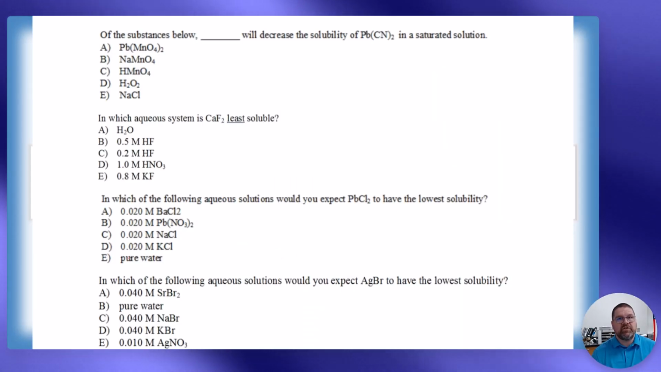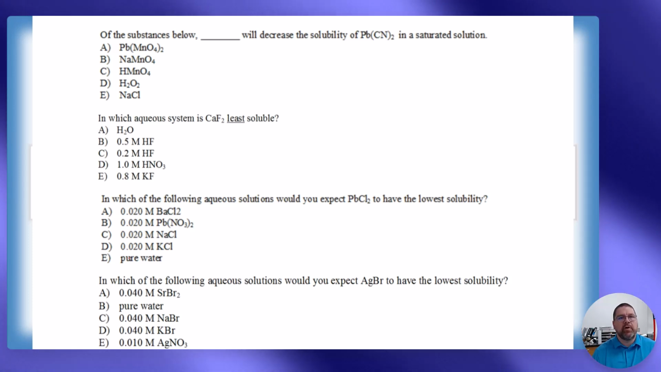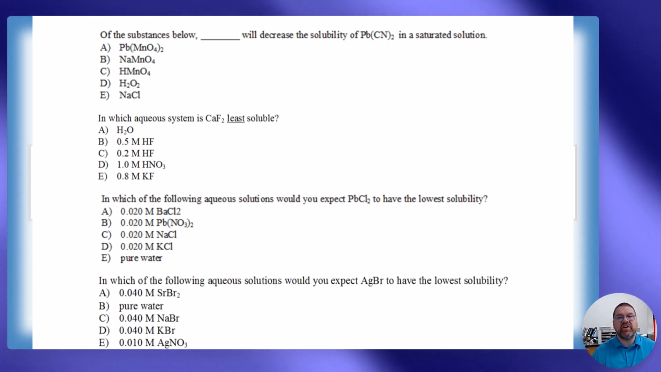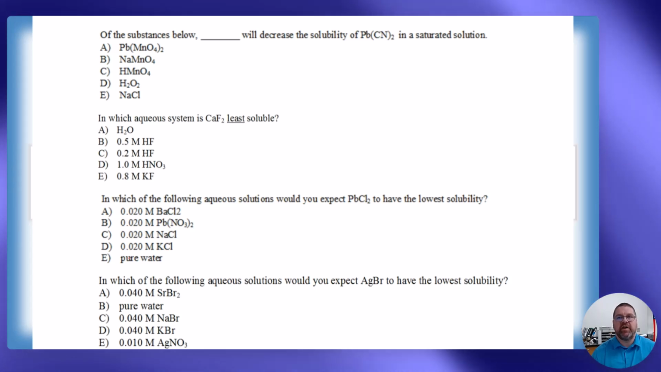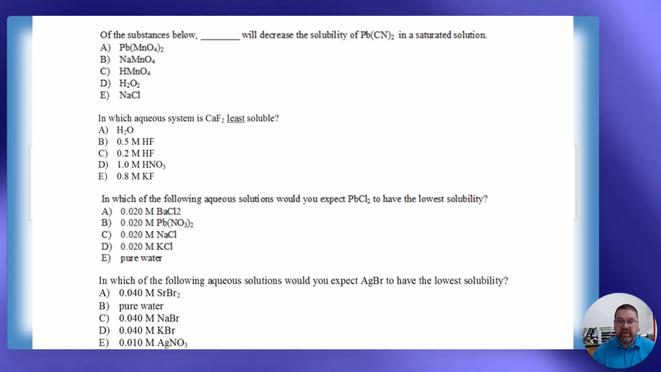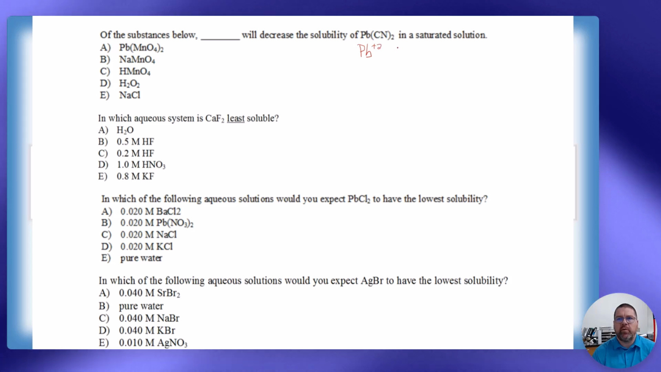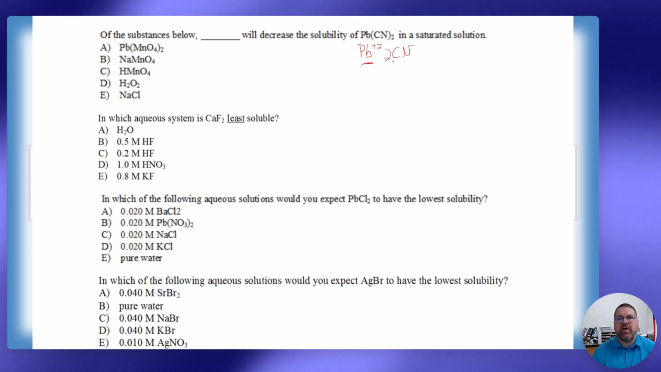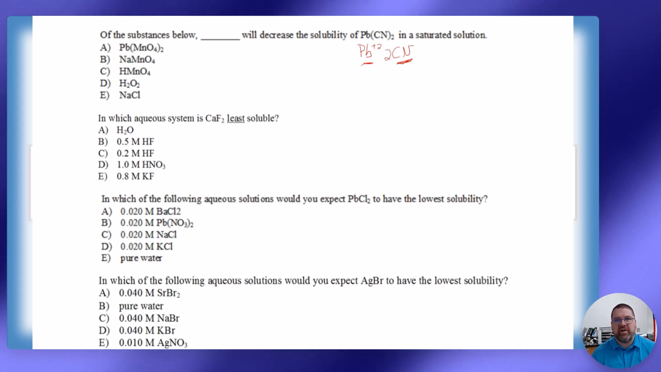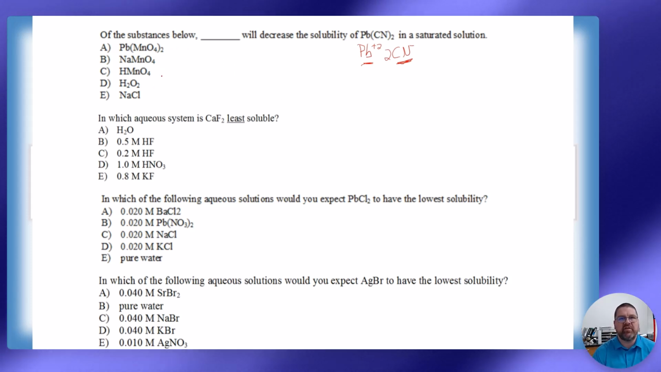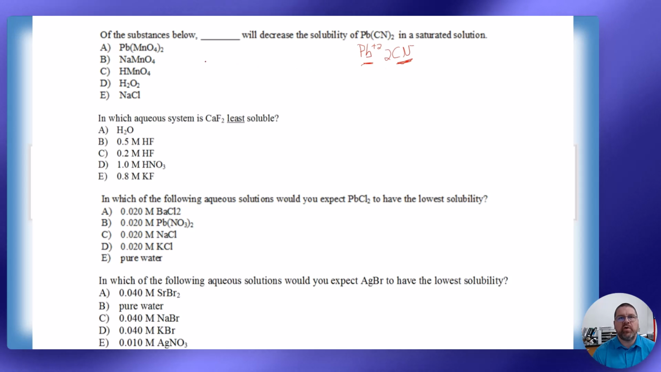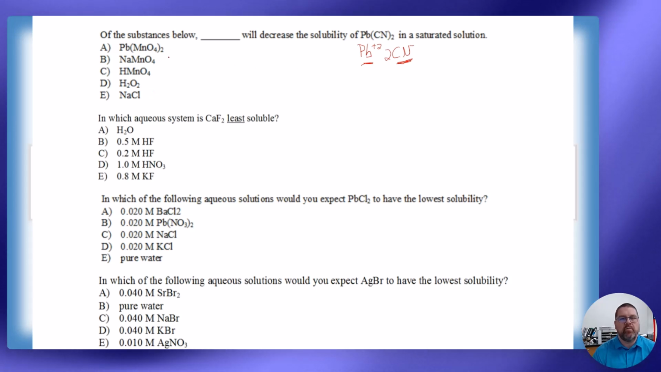So here are some typical types of questions that you might encounter. First one: of the substances below, which one will decrease the solubility of lead(II) cyanide in a saturated solution? With lead(II) cyanide, we would have lead(II) ions and cyanide ions, two of them in fact. But the ions themselves are what we are interested in terms of the common ion effect. So what we want to do is look at each of these and determine whether either of these ions will be produced by these materials being found in solution.